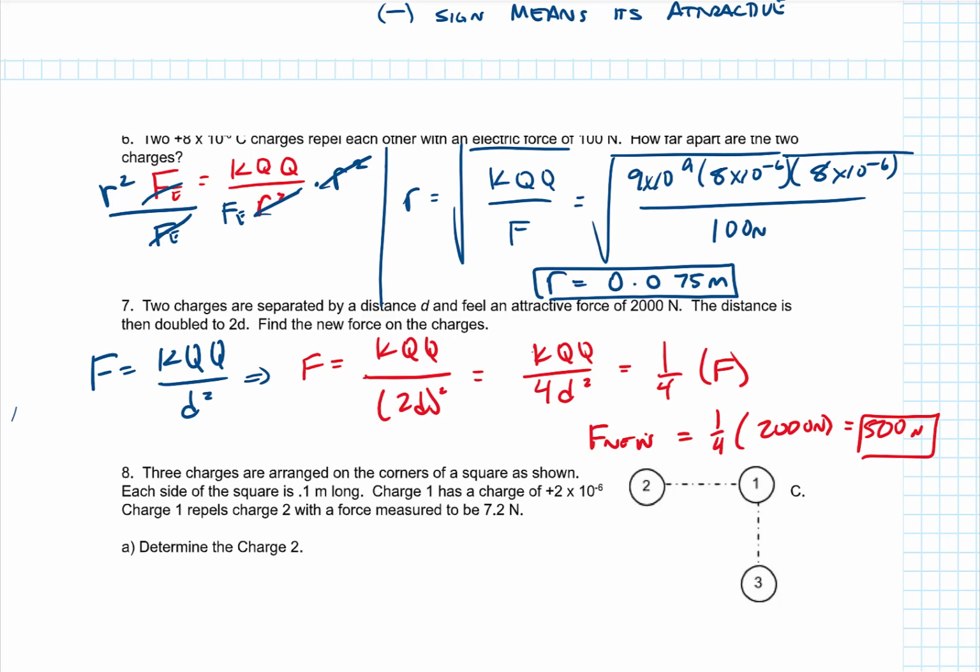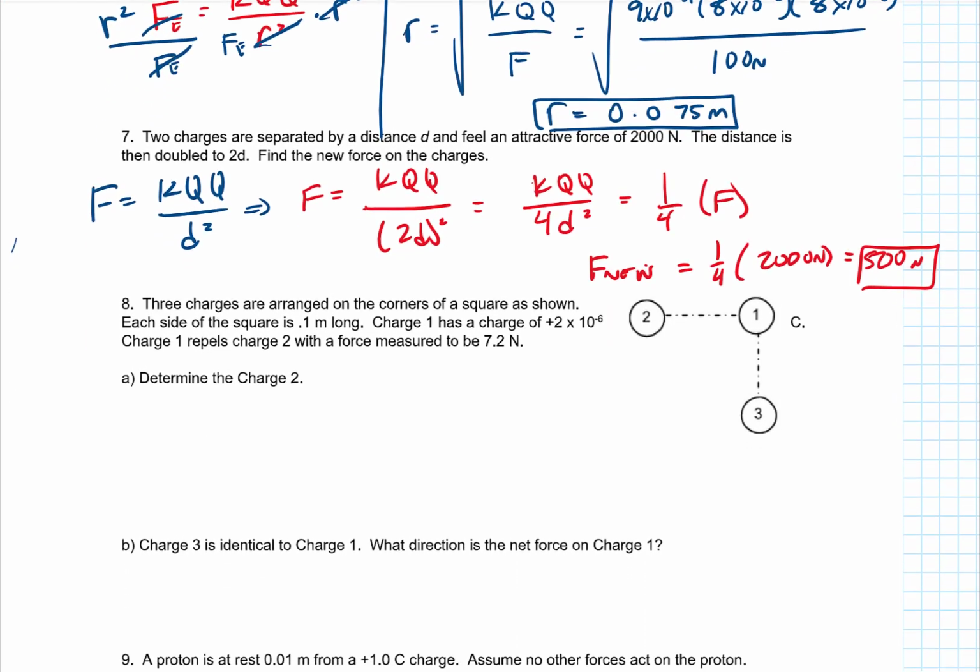Number 8, 3 charges are arranged on the corner of a square as shown. I want to know the charge on mass 2. So charge 1 is positive, 2 times 10 to the negative 6 coulombs. Charge 1 repels charge 2. So if they repel, like charges repel. Charge 2 is positive, with the force measured to be 7.2 newtons. Okay, so charge 2 is positive. Now I need to calculate how big it is.